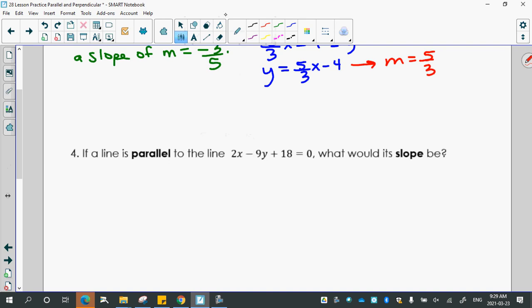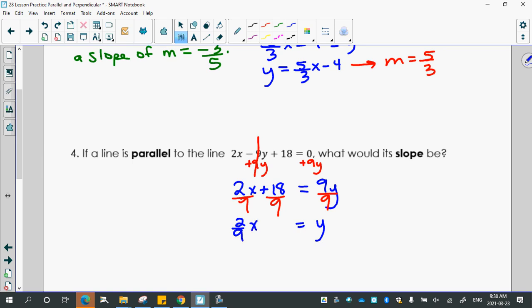Okay, so to get into y equals mx plus b, I would add 9y to both sides of the equal sign, because the coefficient in front of y is negative. Then divide every term by 9. So I get y equals 2/9 x, which I can't reduce, but I would check if I could, plus 2. Which means I now know the slope is 2/9.